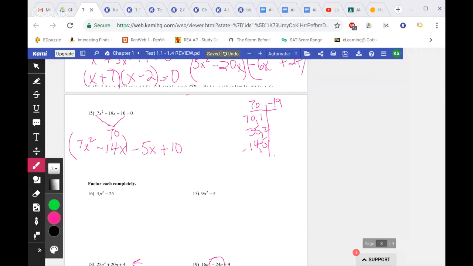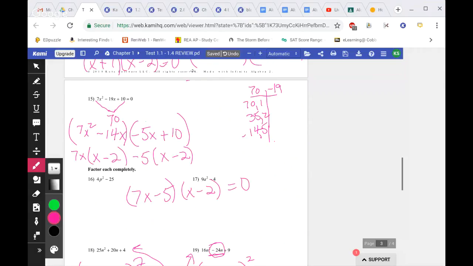So I'm going to go ahead and group these. And I can take a 7x out of my first group, which gives me x minus 2. And I can take a negative 5 out of my second group, which gives me x minus 2. So my two factors are 7x minus 5 and x minus 2 equals 0.